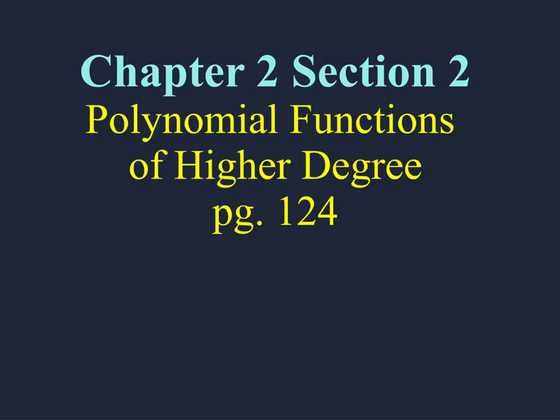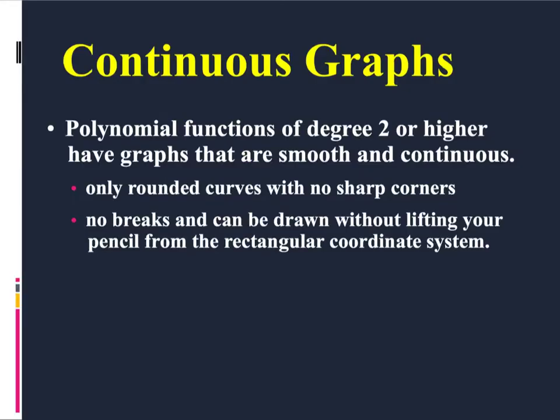Alright, so this is chapter 2, section 2, and what we're going to do is explore polynomial functions of higher degrees. A graph is considered continuous if we have a polynomial function of degree 2 or higher, and the graphs are smooth and continuous.